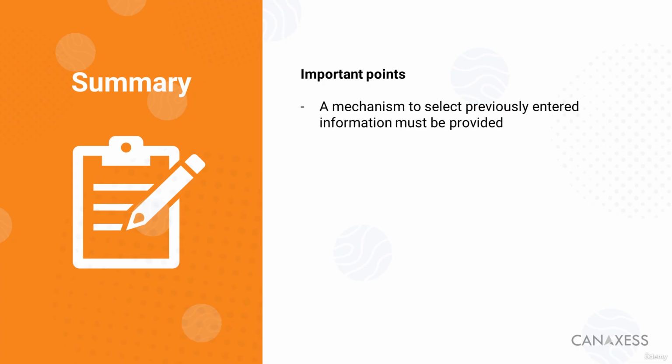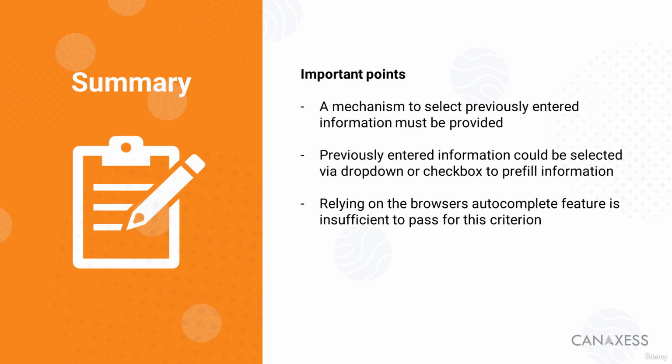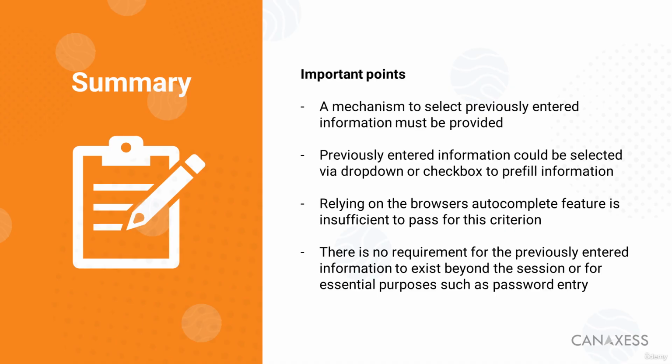To overcome this natural process of mental fatigue, a mechanism to select previously entered information must be provided. Selecting previously entered information could be via a drop-down, a checkbox to pre-fill information, or even displaying the text on the screen for a user to copy. Relying on the browser's autocomplete feature is insufficient to pass for this criterion. There is no requirement for this criterion to be met for previously entered information to exist beyond the session or for essential purposes such as password entry.